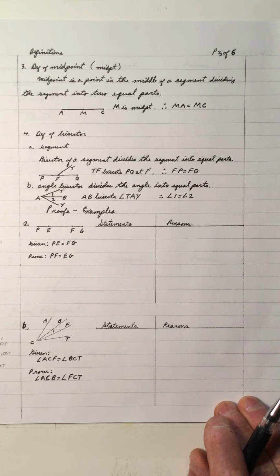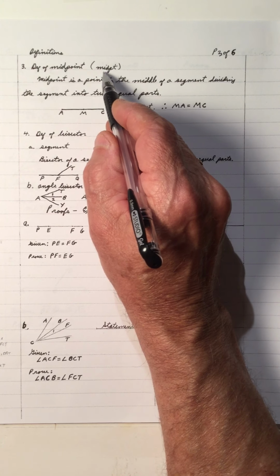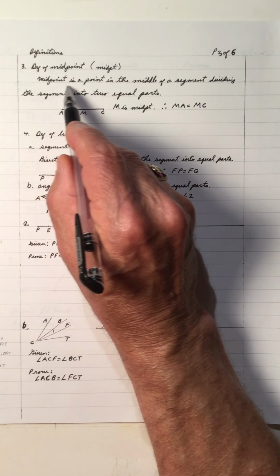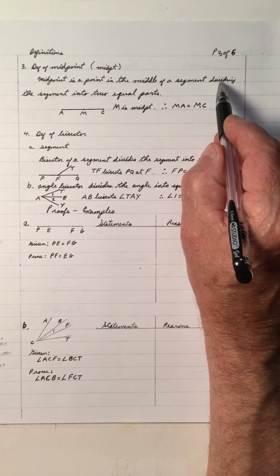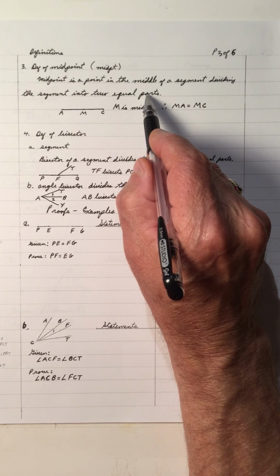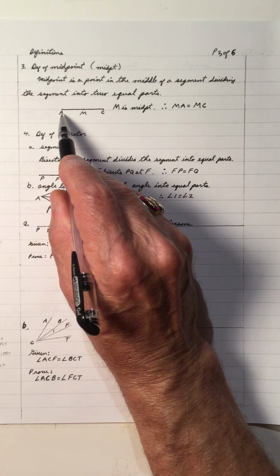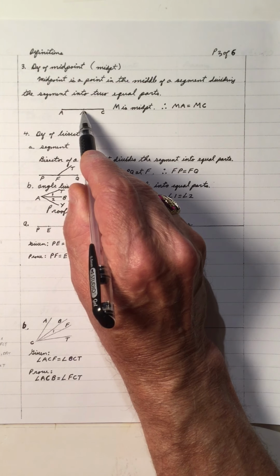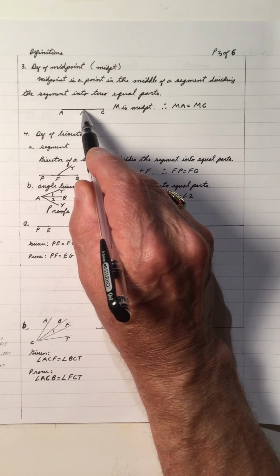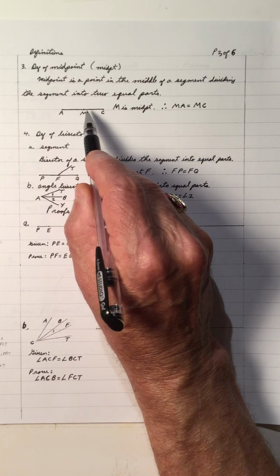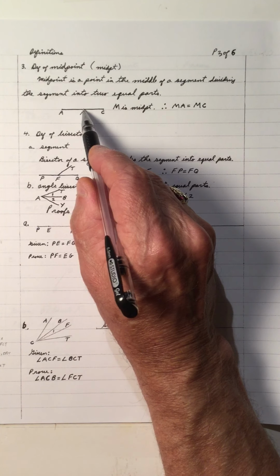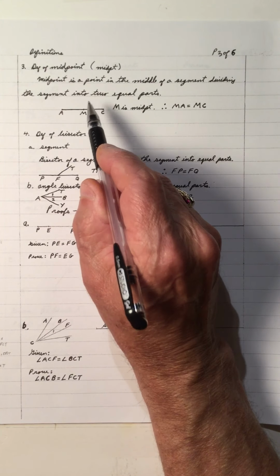And the third is the definition of a midpoint. Midpoint, I would write MD PT. The midpoint of a segment is the middle of the segment, dividing the segment into two equal parts. So I have this segment AC, and M is here. If M is the midpoint, if M is in the middle, then MA equals MC, because the midpoint is in the middle.